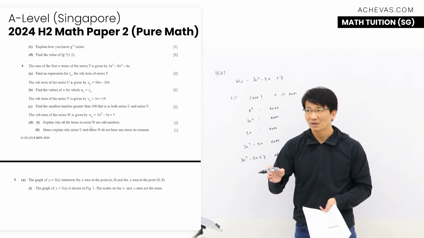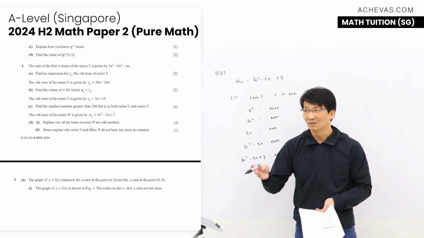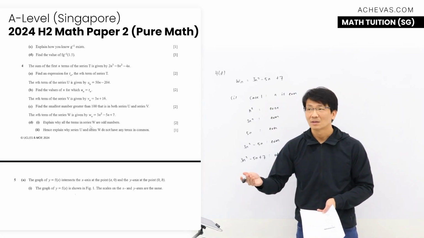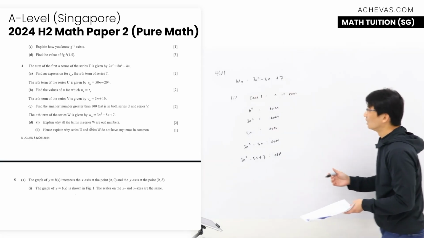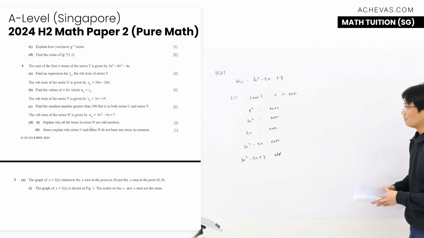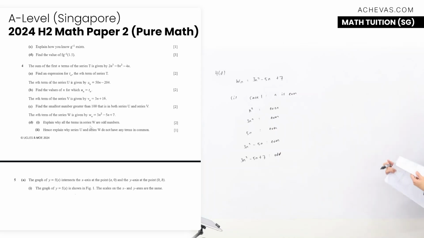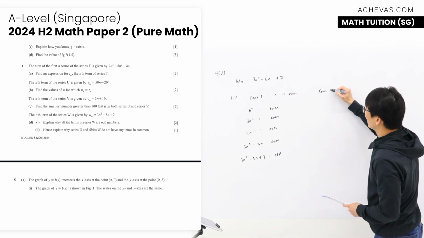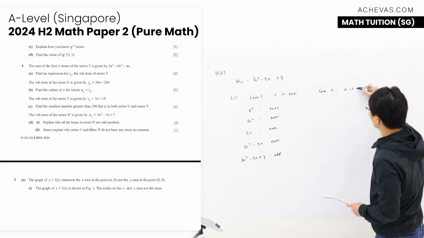Like for example, 4 plus 3 will end up with 7. 10 plus 11, you end up with 21. It will always be odd. That will be my case 1. So now we are going to consider case 2, whereby n is odd first.